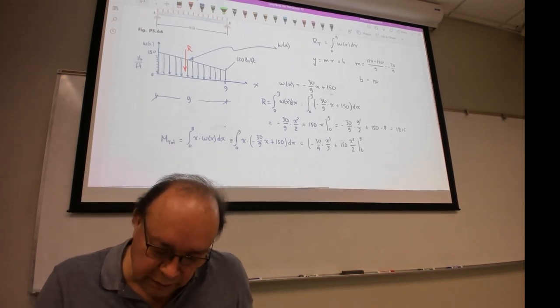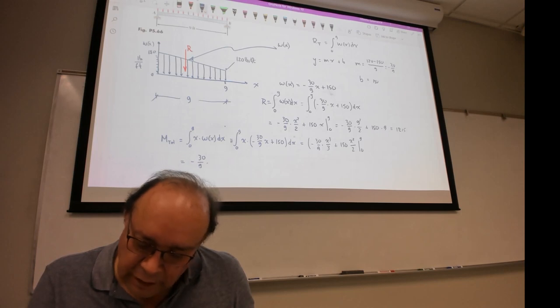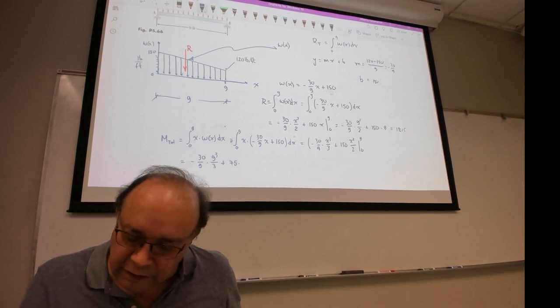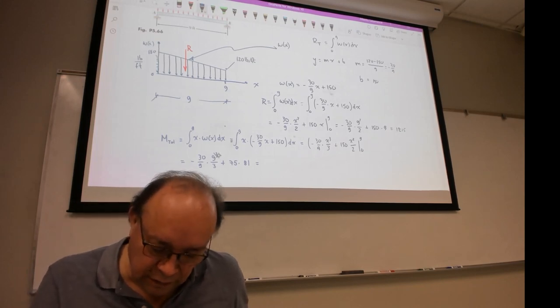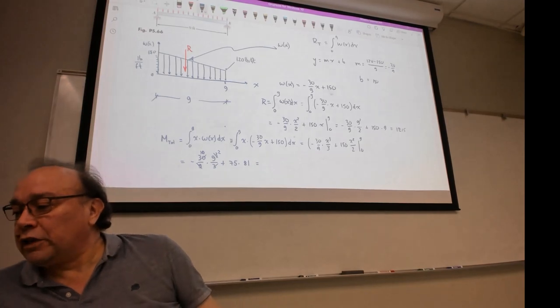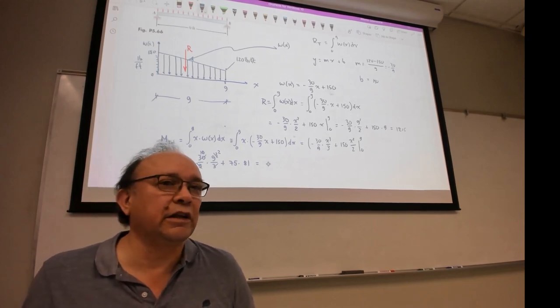So that gives us minus 30 over 9 times 9 cubed over 3 plus 150 over 2, which is 75, times 9 squared, which is 81. So this should give me something like that. For that, what did you get? What did you get for that operation?